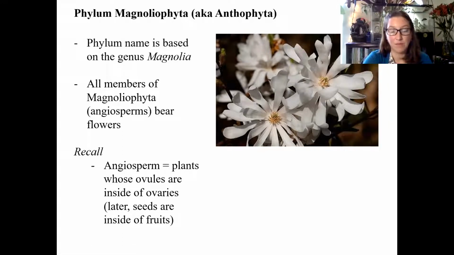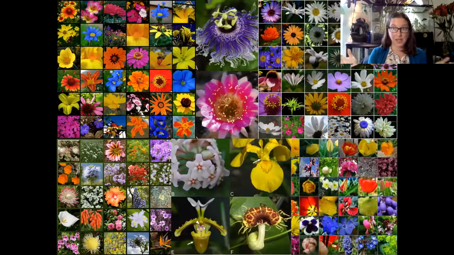And this is just to remind you, those ovules and later the seeds are inside of things, right? The ovules are inside of ovaries, the seeds are inside of fruits. Okay, so I just said there's almost 370,000 flowering plants, and they all make flowers. And what that means for us is that there's a ton of flower diversity.